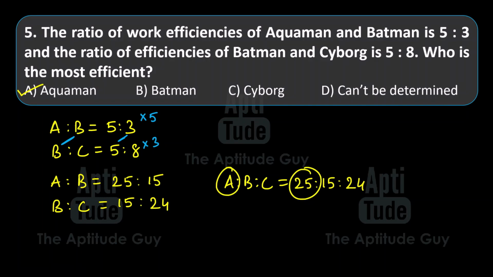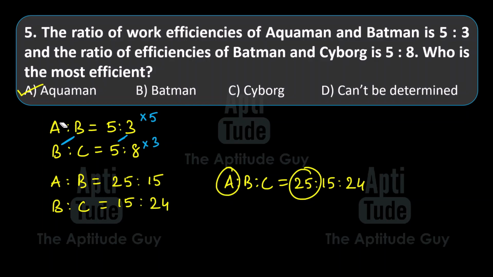And what if they had asked in the end, which person takes the maximum time to finish a job, or who takes the most amount of time? That is nothing but whoever is the least efficient. Least efficient person takes the most amount of time. That is Batman. Alright, so the answer over here is option A. Please don't look at the numbers, take the numbers as their face value. Don't do that. You have to convert it into a merged ratio and only then you can find the answer.